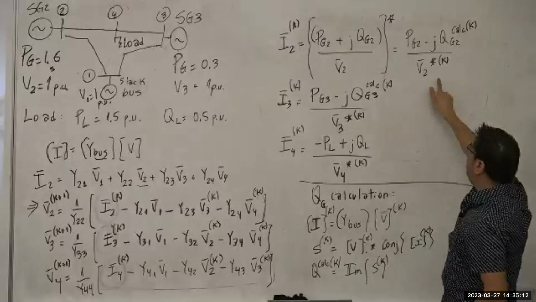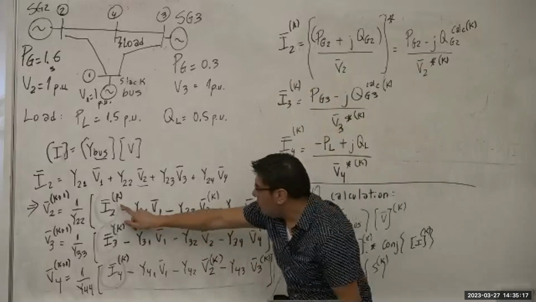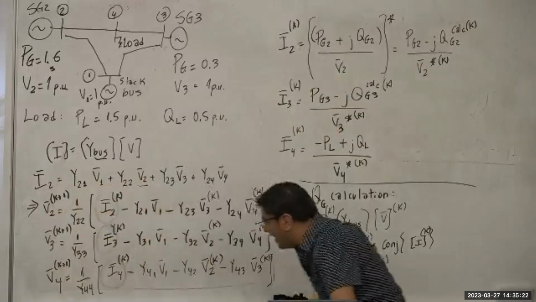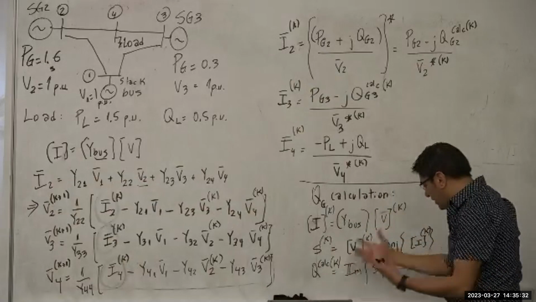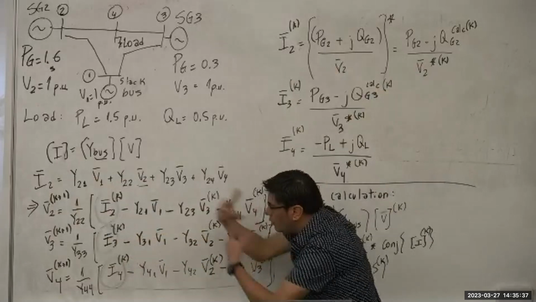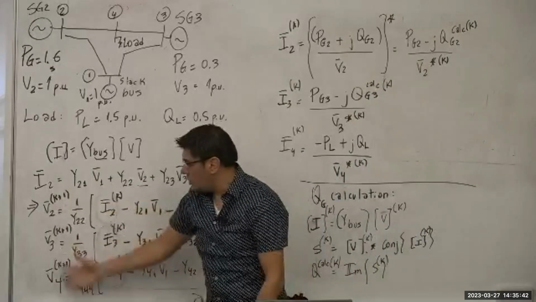Flat start for the voltages, and we obtain this current. We'll replace them there, evaluate, get a new value for the voltages, and repeat the process. Plug the new values here for the voltages, update the reactive power for the new iteration, replace it here, calculate the new current, plug them there, new voltage. We repeat this until we see that there is no change in the updated voltage.